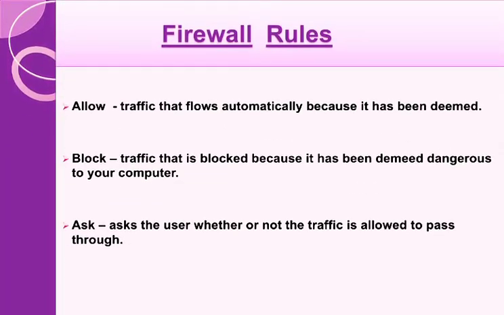Next, firewall rules. Some firewall rules are given here. They are: allow, block, ask. Allow: traffic that flows automatically because it has been deemed safe. Block: traffic that is blocked because it has been deemed dangerous to your computer. Ask: asks the user whether or not the traffic is allowed to pass through. These firewall rules can be applied to traffic from the internet to your computer or from your computer to the internet. A rule can also be applied to both directions at the same time. These are the firewall rules.